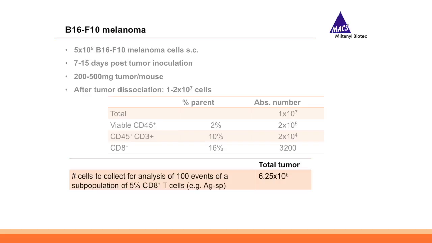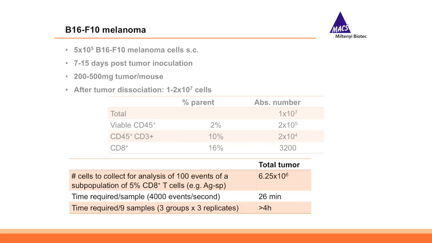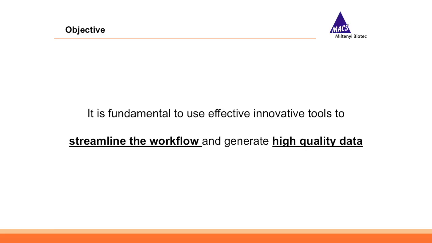Running the FACS at 4,000 events per second, you would take 26 minutes just to analyze one sample. And if you have 9 samples, which is a typical 3-group experiment with 3 replicates, this would take you over 4 hours just analyzing the cells. So it's fundamental to use effective tools to streamline this workflow and to be able to generate high-quality data.